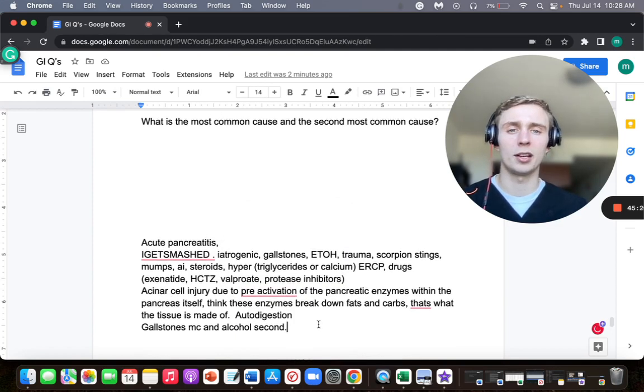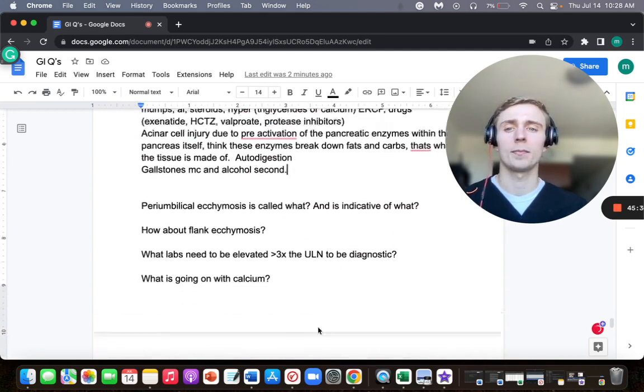And gallstones, like we said, are the most common, and alcohol is the second most common. And keep in mind, these are the first and second most common causes of acute pancreatitis.